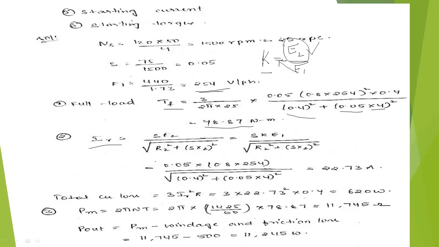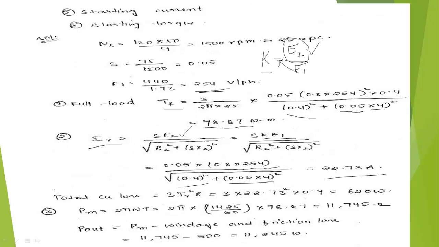You can write E2 as K into E1, so it becomes S into K into E1. The remaining are all known terms: S into K 0.8 into E1 254 by the square root of 0.4 whole square plus (S into X2) square. So you will get the rotor current as 22.73 amperes.